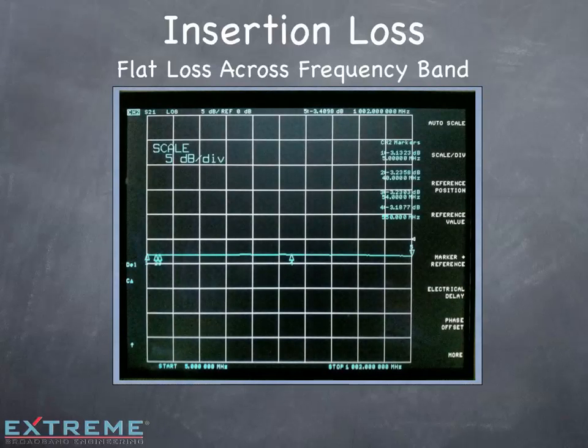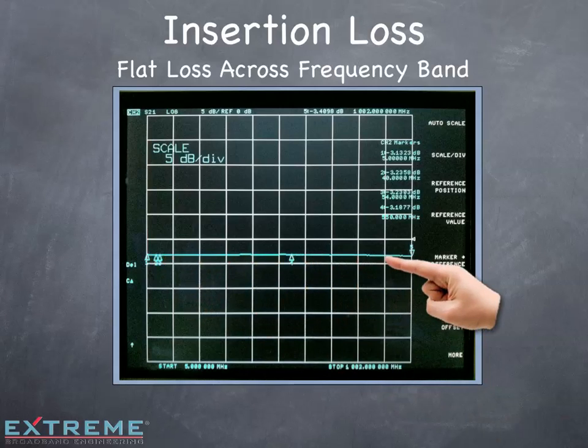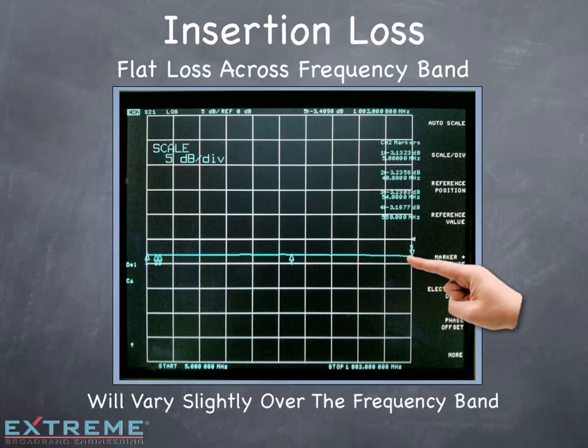To illustrate this, we'll look at a frequency sweep on a network analyzer from 5 to 1002 MHz. You'll see that the sweep is fairly flat and varies slightly over the entire frequency band. The normal variance is a few tenths of a dB to 1 dB.